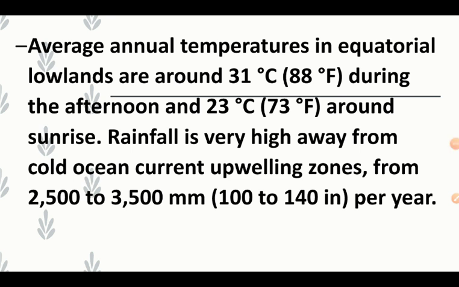Now come to the temperature. This is not in the topic, but just for your understanding, the average annual temperature in equatorial lowlands is around 31 degrees during the afternoon and 23 around sunrise. Rainfall is very high, away from cold ocean current upwelling zones, from 2500 to 3500 millimeters, meaning 100 to 140 inches per year.